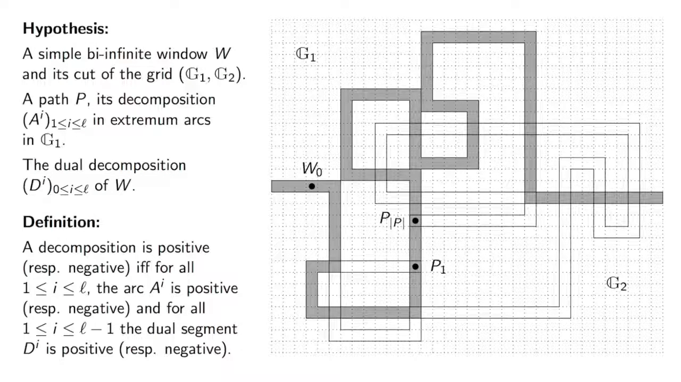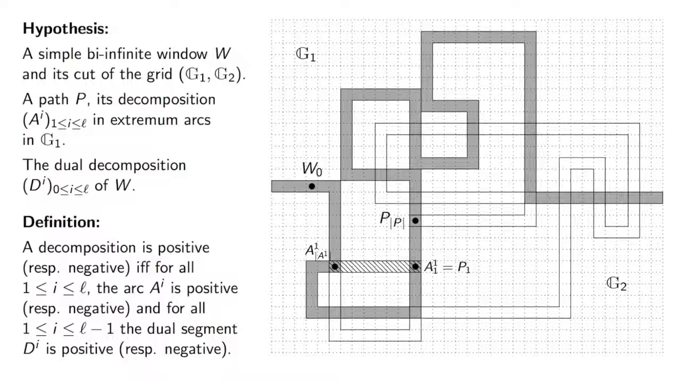Now, a decomposition in extremum arcs is positive if and only if all its arcs are positive and all its dual segments are positive. Intuitively, a decomposition is positive if its arcs appear in the sequence in the same order as the one of the path P.